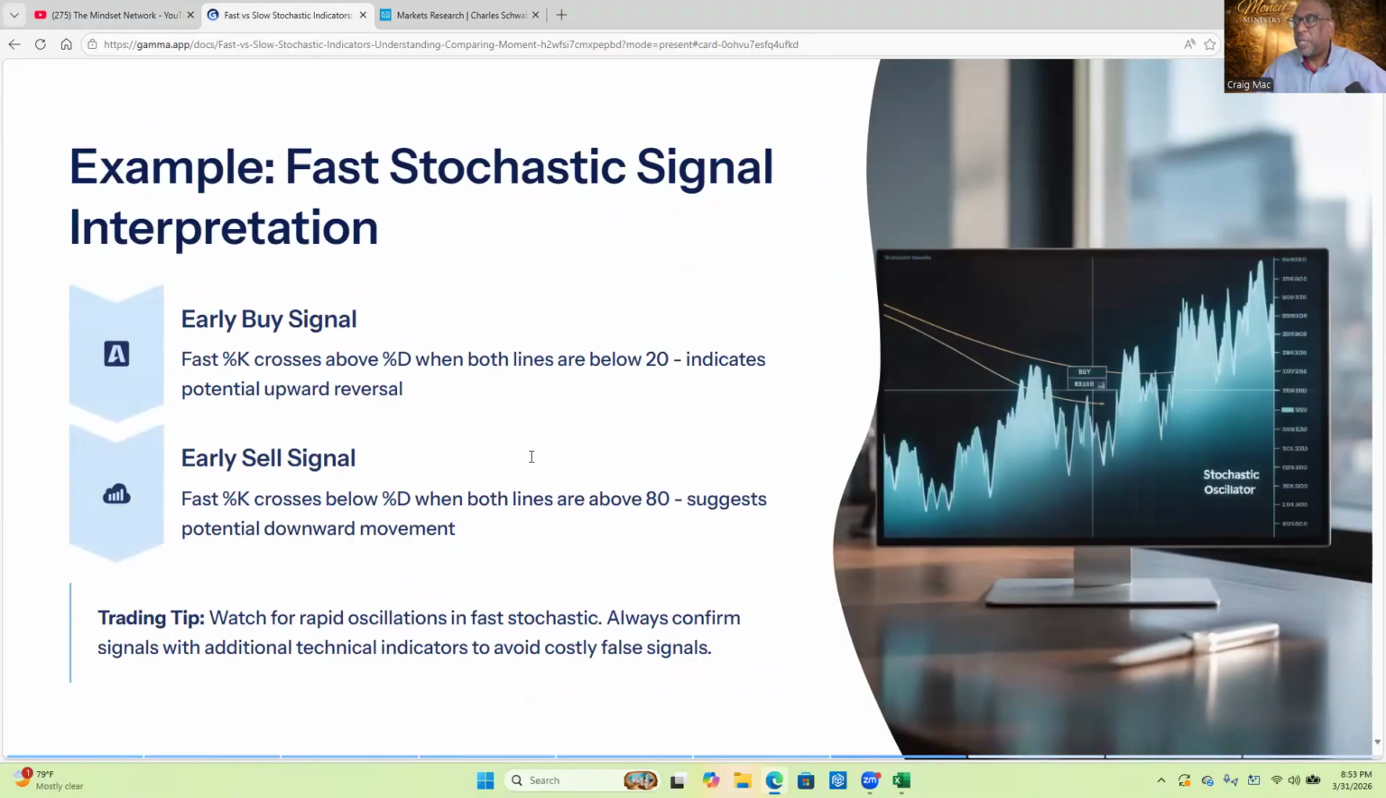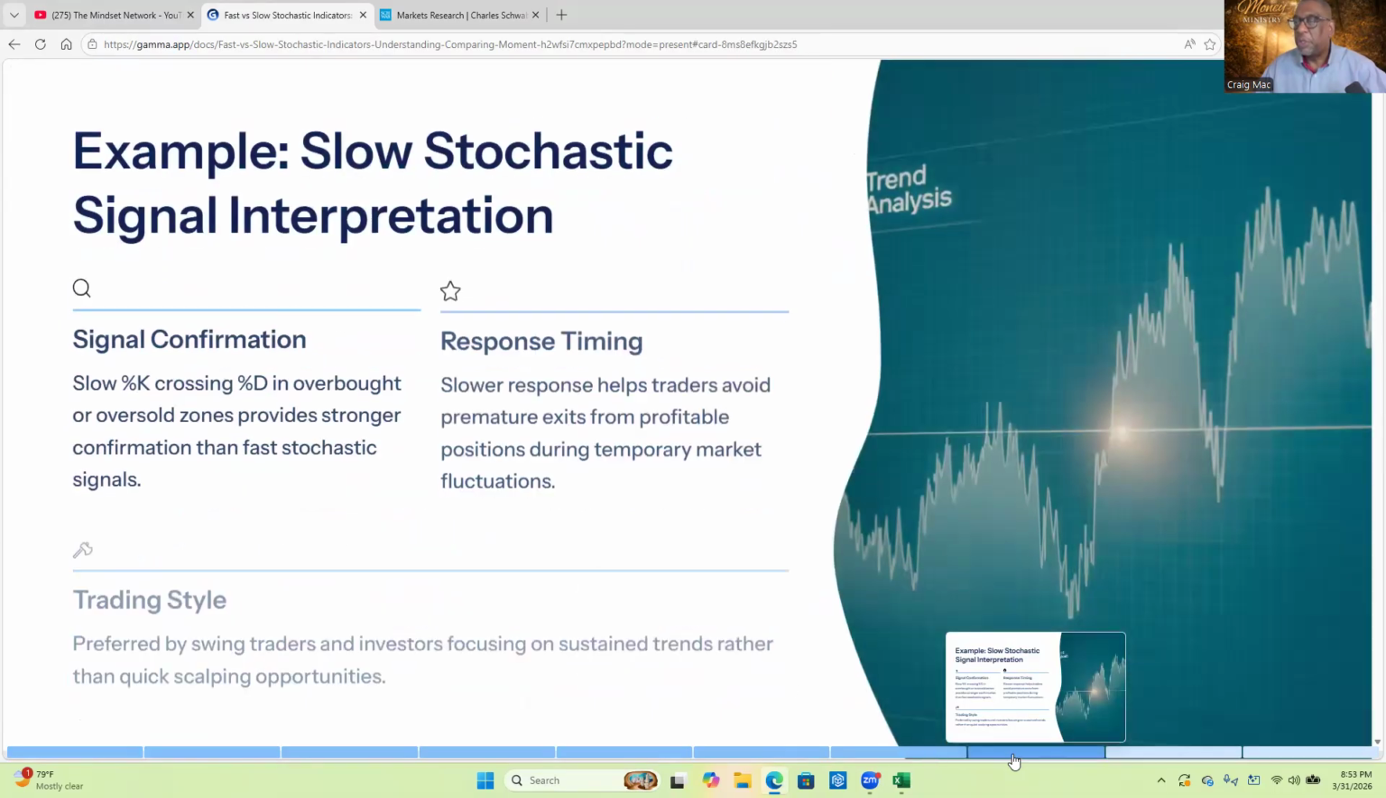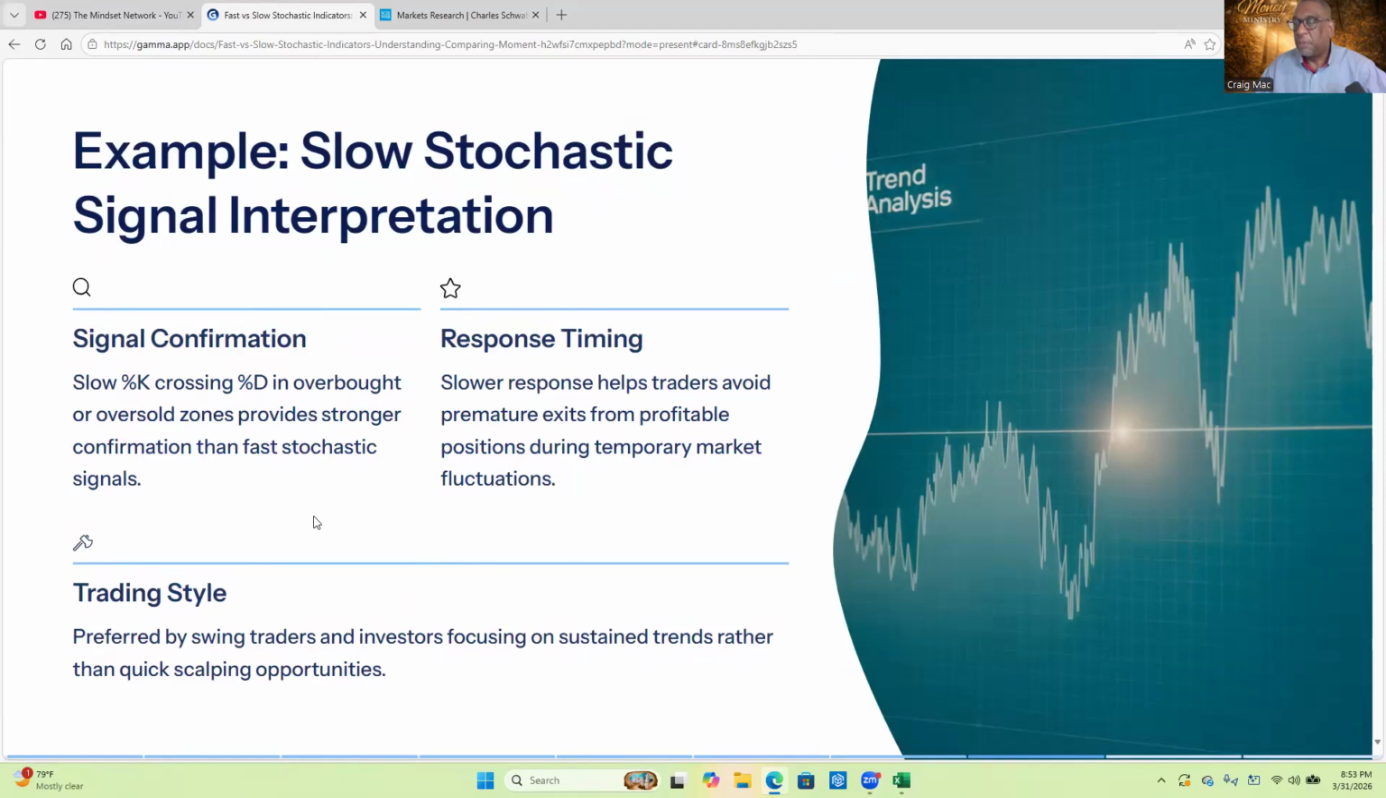Fast stochastic. All right, again, same thing. If it's below 20, there's a potential upward reversal. And then if it's above 80, that means that there's potential for downward pressure. Same thing with the slows. We just went over that. So I'm not going to bleed the slides.